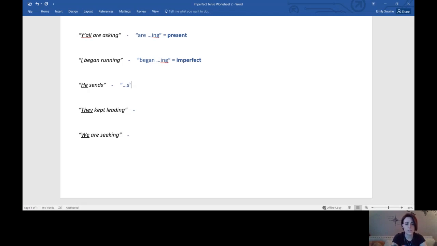Okay. Anytime we just end our verb in s, this is an easy one. It's always present. Okay. They kept blanking like we saw above. This is going to be imperfect. And then last one we have are blanking, and it's going to be present.